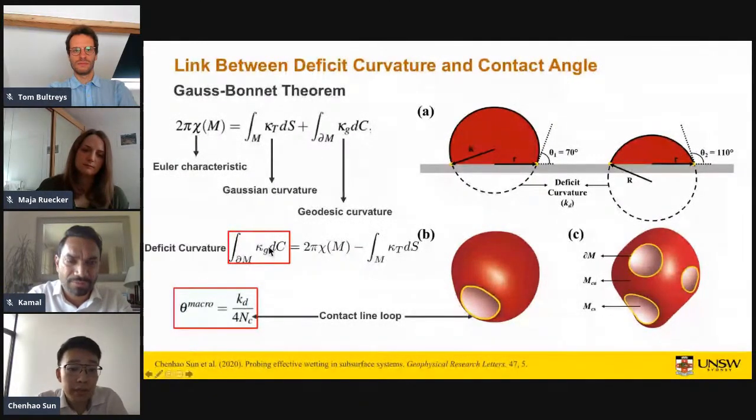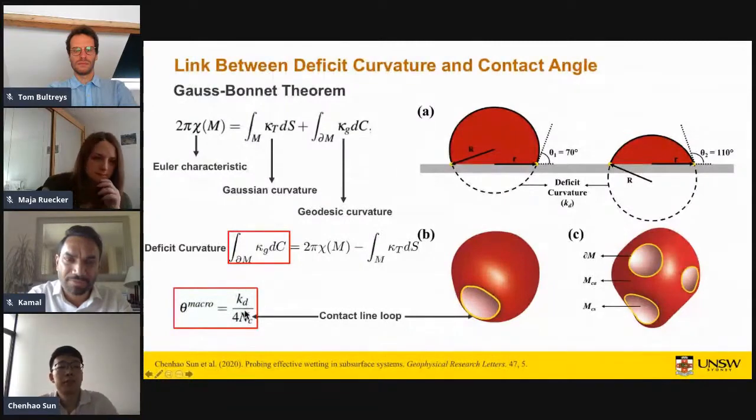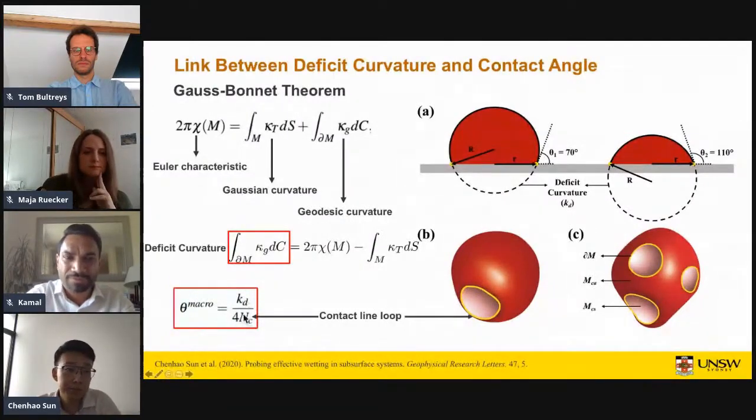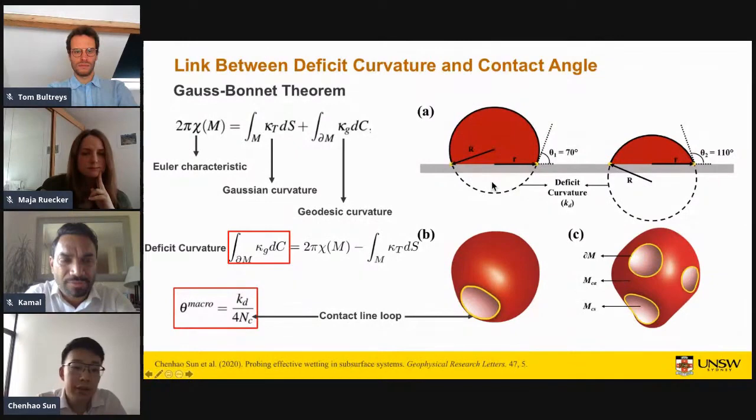To make the connection between the deficit curvature and the contact angle, we normalize the deficit curvature by the number of contact line loops. We can obtain the macroscopic contact angle for the entire fluid droplet. For more detail, you can refer to our recently published paper in Geophysical Letters.